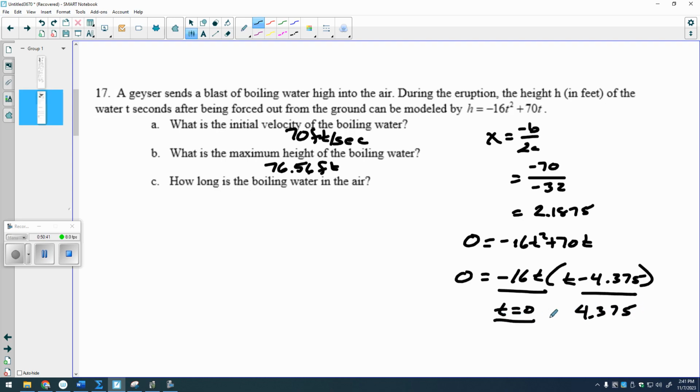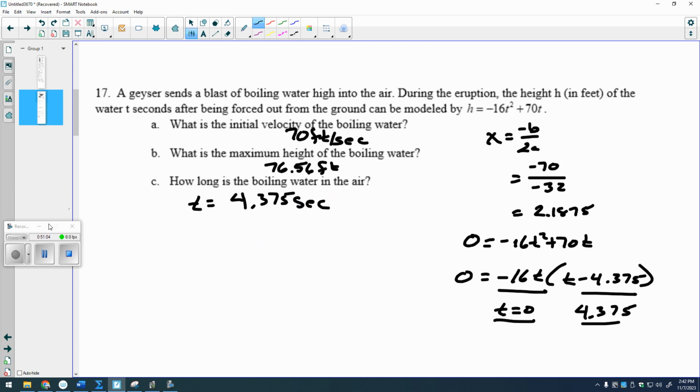How long was the water in the air? 4.375 minus 0, which is 4.375. Had we simply doubled this number, the time it takes to get up and the time it takes to go back down, you would have also gotten 4.375. That is t, and that is seconds.